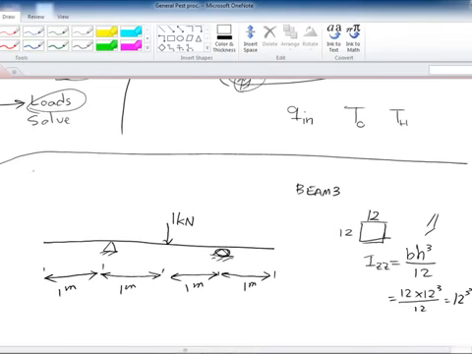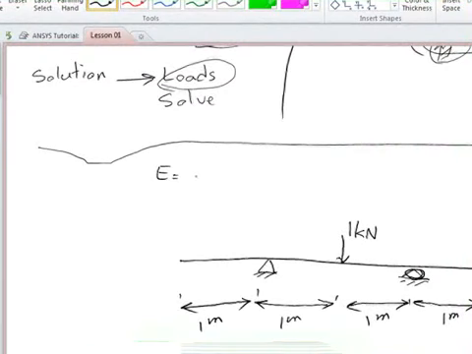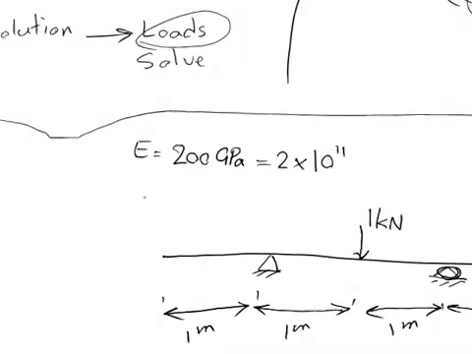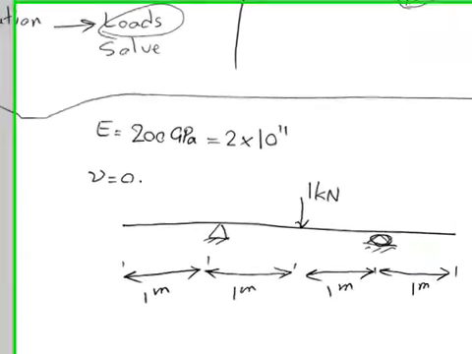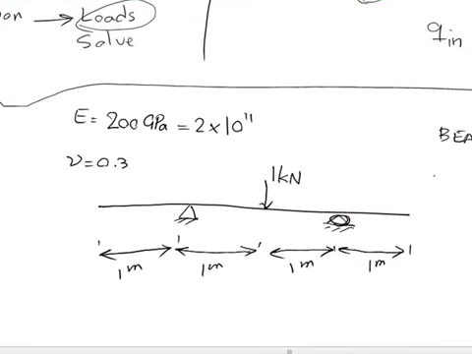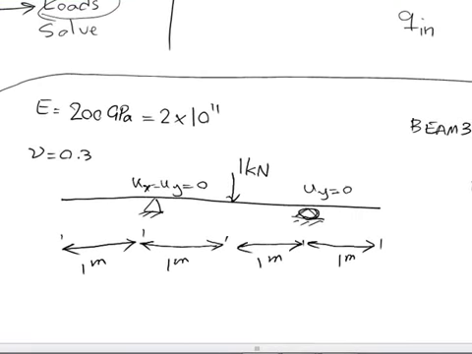My material is going to be steel with modulus of elasticity of 200 gigapascals, which is equal to 2 times 10^11, and Poisson's ratio of 0.3. And then the load is going to be 1 kilonewton right in the middle, and I have Ux equals Uy equals 0 in here, and Uy equals 0 in here as my constraints for this model.